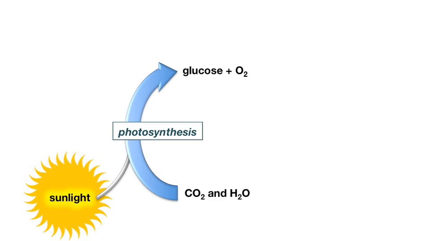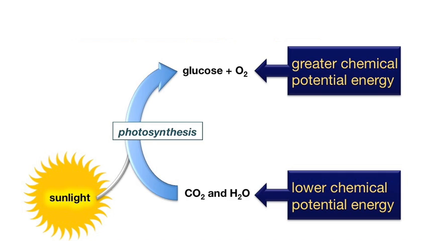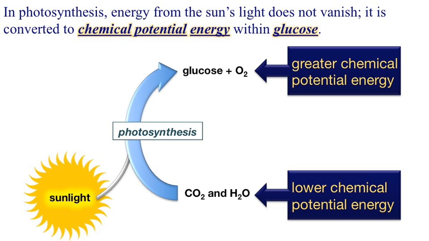The reaction does not occur on its own because glucose and O2 gas are higher in free energy than our CO2 and H2O. This reaction can only become spontaneous with the input of energy from sunlight. In photosynthesis, energy from the sun's light does not vanish. It is converted to chemical potential energy within glucose.